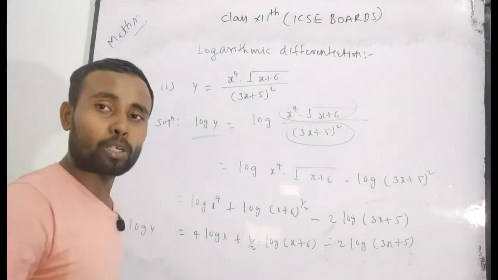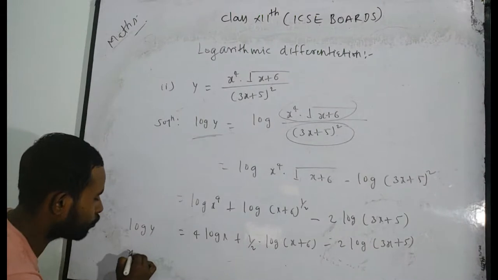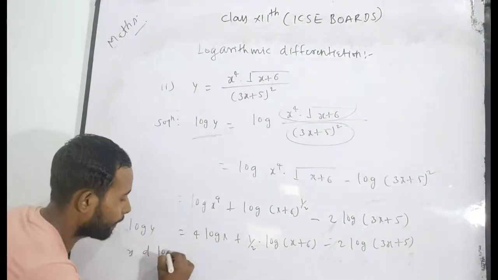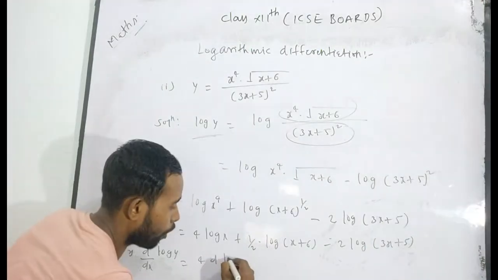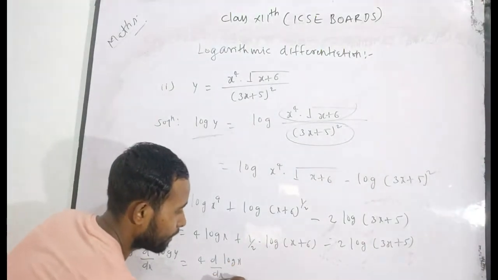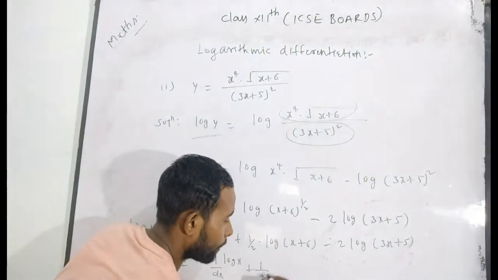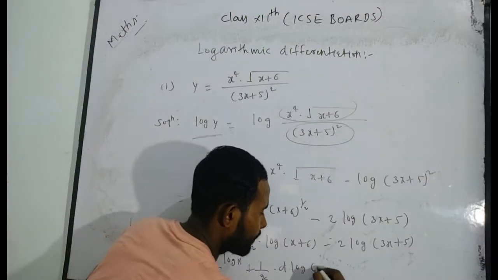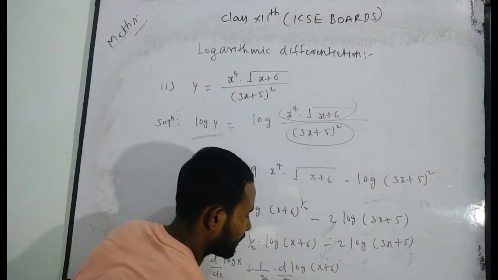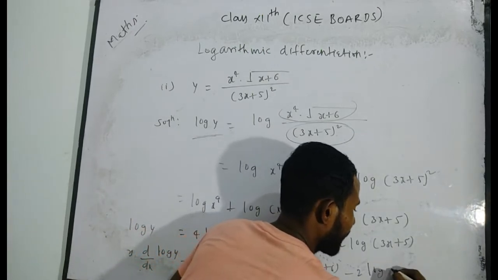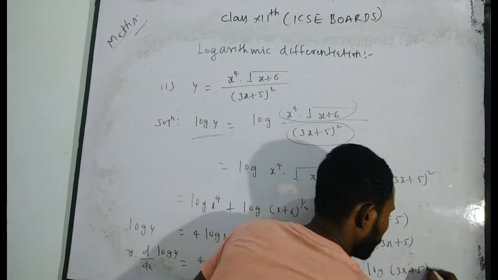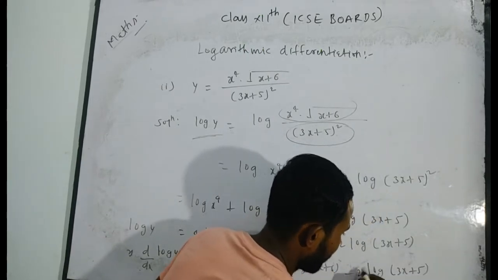Now you have to differentiate on both sides with respect to x. In that case, you will get the derivative of log y with respect to x. On the other side, you will get 4 times the derivative of log x with respect to x, plus 1 upon 2 into the derivative of log (x+6) with respect to x. Again, in the third term, minus 2 times the derivative of log (3x+5) with respect to x.